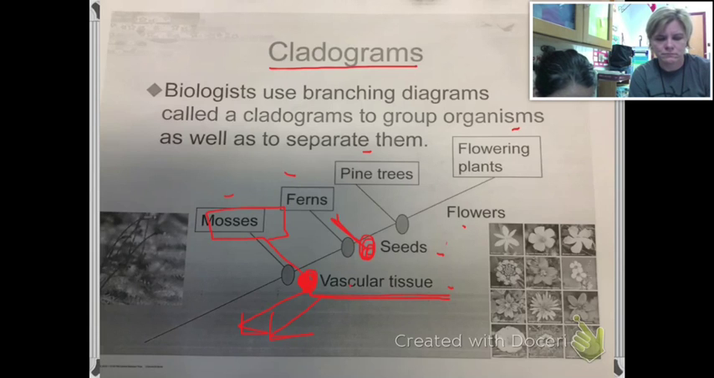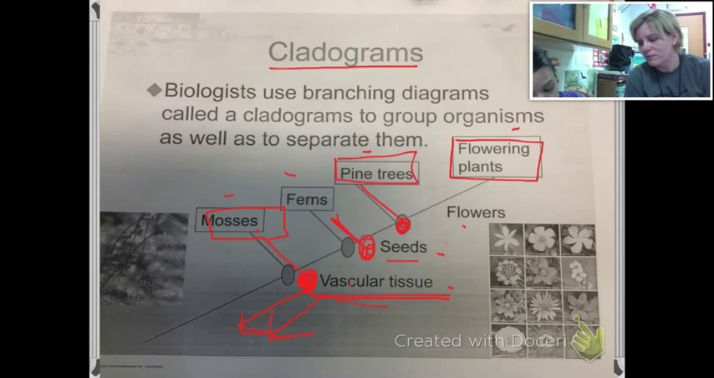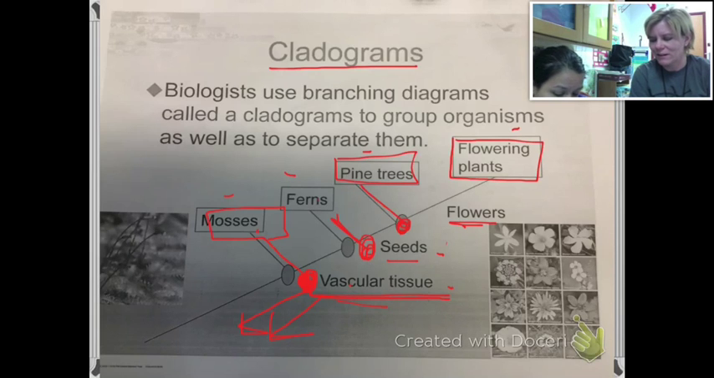Next up are pine trees. Here's their node. So they have seeds and vascular tissue in common with ferns and mosses. So Miss Steele, can you tell me what characteristics flowering plants have? Well, just like their name says, flowering plants are going to have flowers. Great. Just flowers, Miss Steele? No, they also have seeds. Good. And vascular tissues. Nice job. All right, so moving right along.